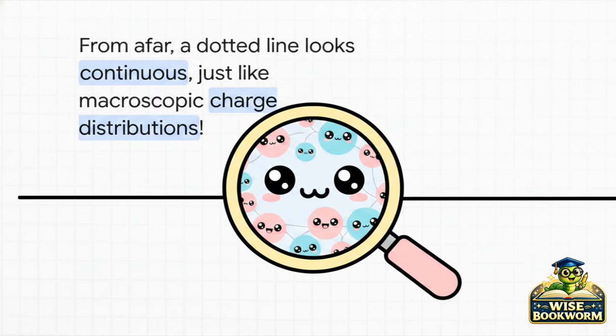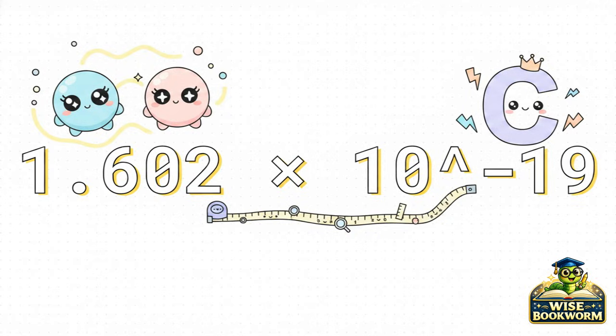Charge works exactly the same way. Down at the microscopic scale, we can see the dots, the individual charges. But at our macroscopic, everyday scale, where we deal with just enormous amounts of charge all at once, it appears completely continuous. So just how small is that individual dot? Well, the basic unit of charge carried by a single electron or proton is e, and it equals 1.602192 times 10 to the power of negative 19 coulombs.